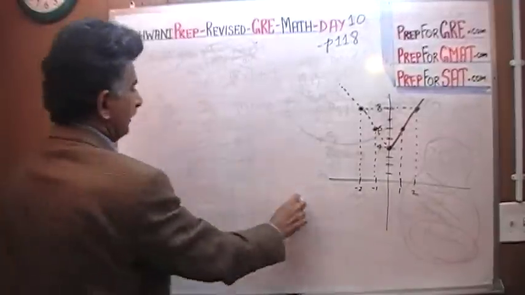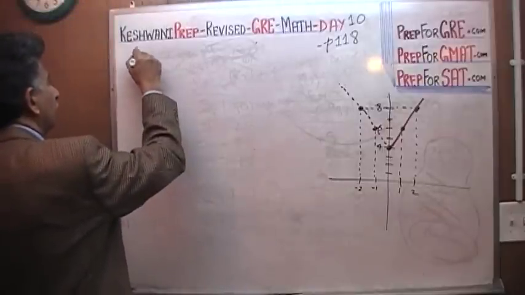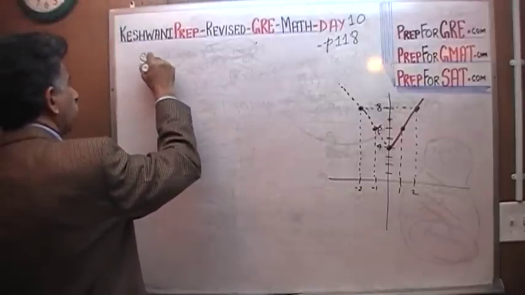Let's talk about the concept of slope. Slope of this line is 2. Slope.